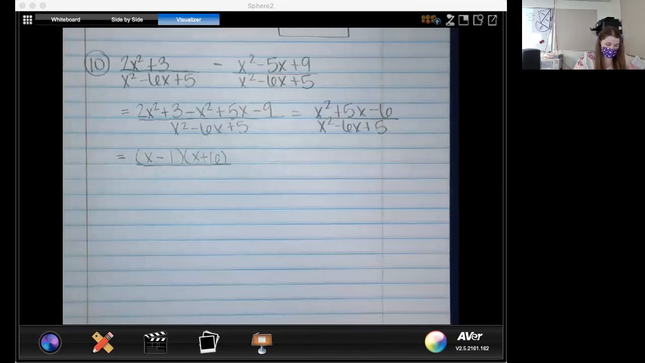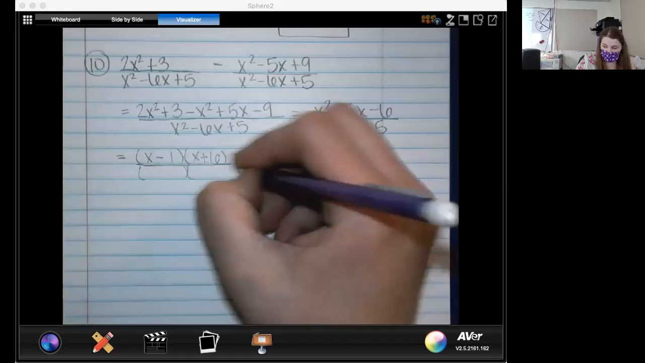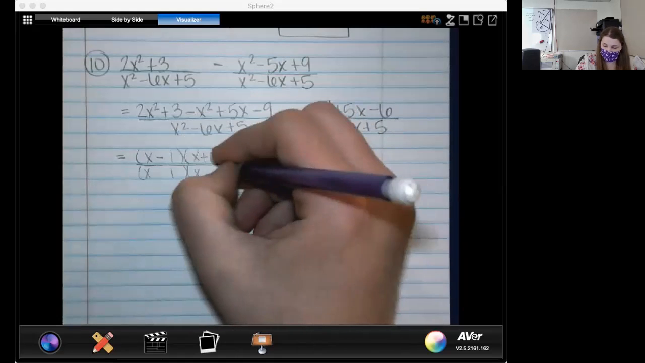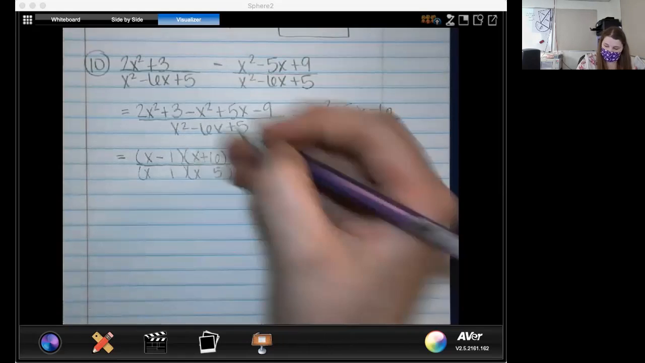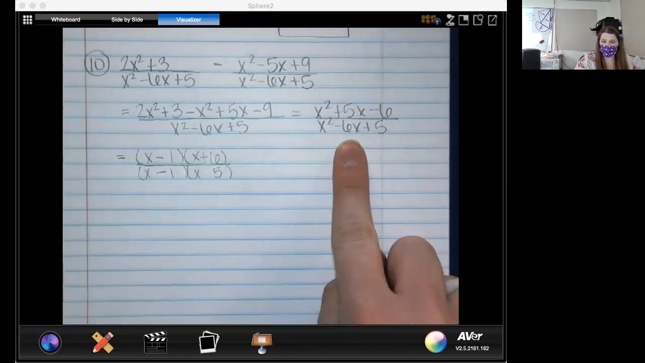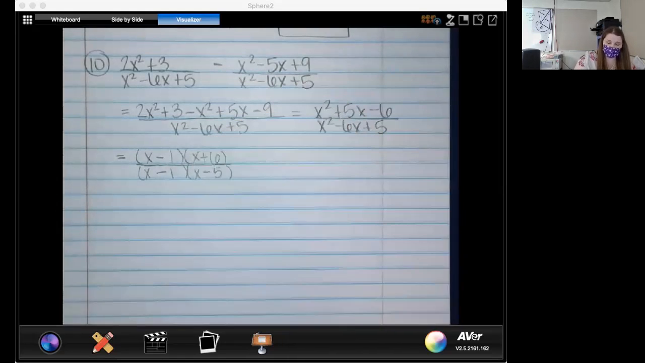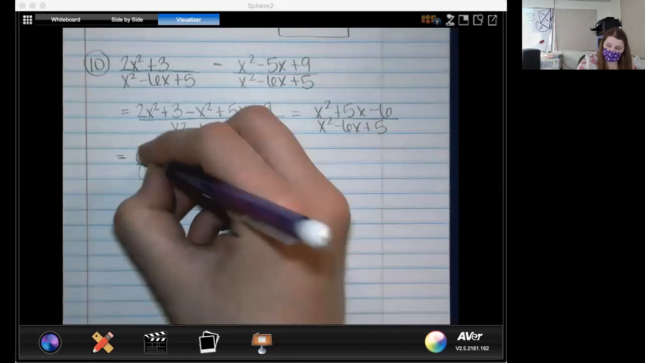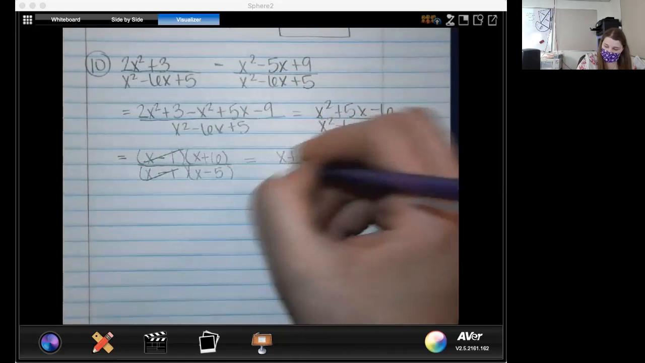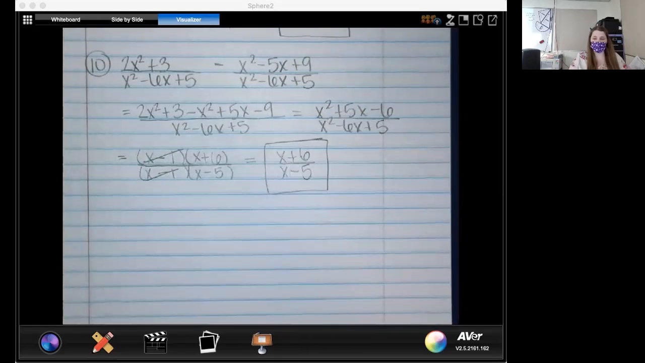Okay, now in the denominator, we're trying to look for factors of 5. Factors of 5 are just 1 and 5. And if we're going with the logic that we're going to want to simplify, we're thinking -1. So to get to -6 and +5, this would also have to be -5. So x minus 1 would simplify. And we get x plus 6 divided by x minus 5 as our final answer.